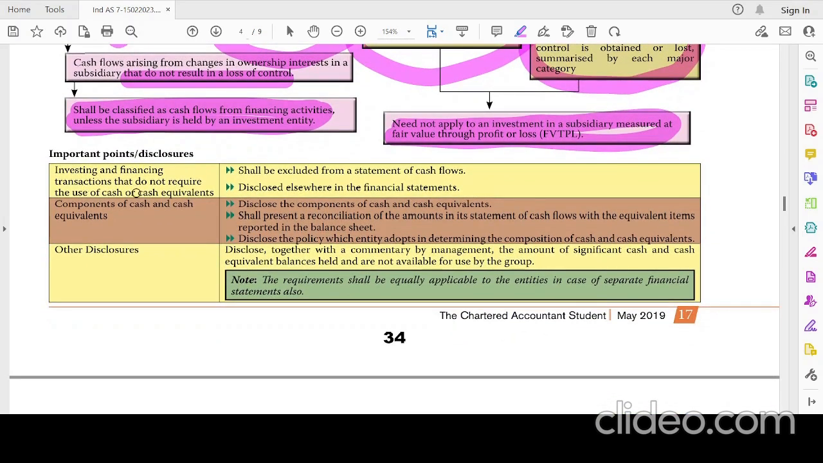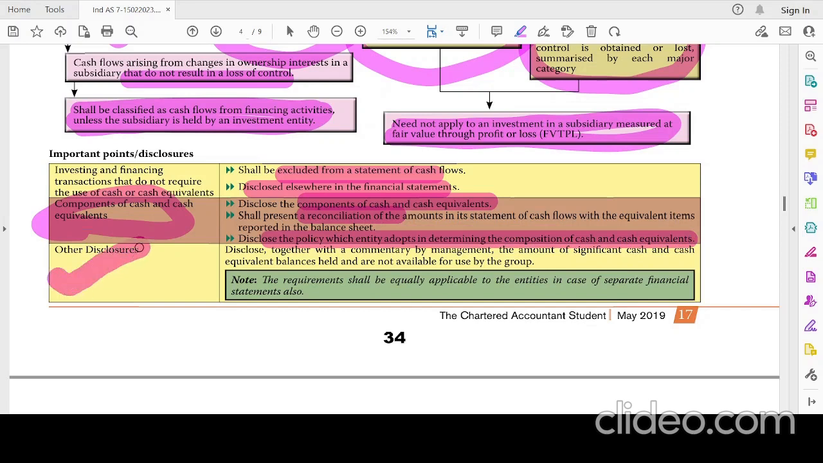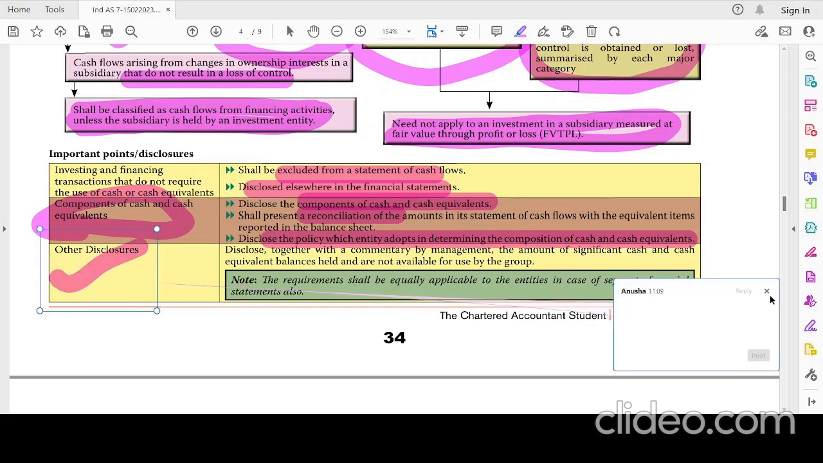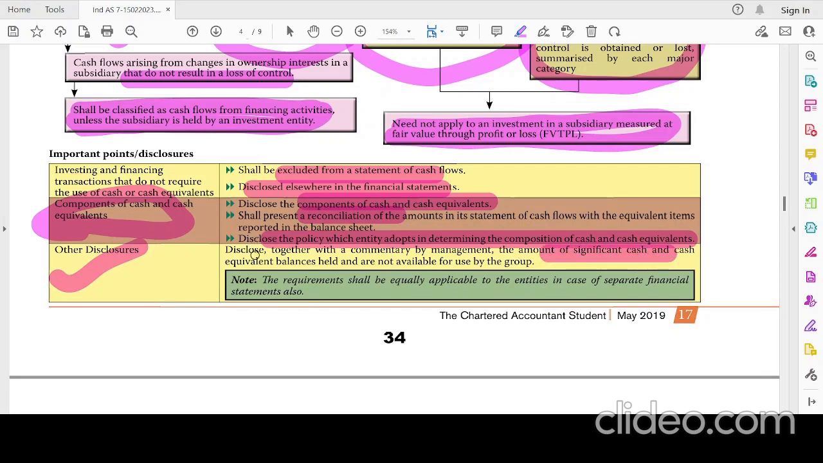Now, disclosures. Investing and financing transactions that do not require the use of cash and cash equivalents shall be excluded from the statement of cash flows and disclosed elsewhere in the financial statements. Component of cash and cash equivalents: disclose the components of cash and prepare the amount reconciliation, and then disclose the policy the entity adopts in determining cash and cash equivalents. Disclose, together with the commentary by management, the amount of significant cash and cash equivalents balances held that are not available for use by the group.